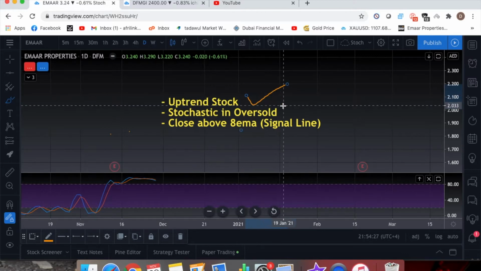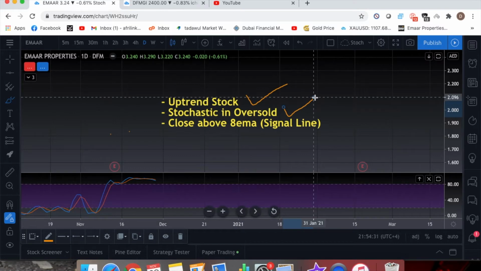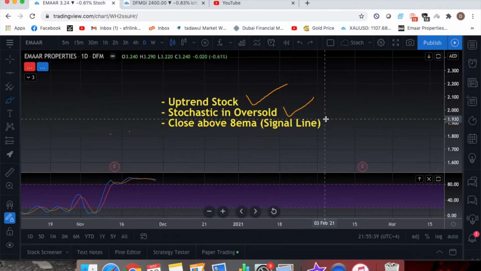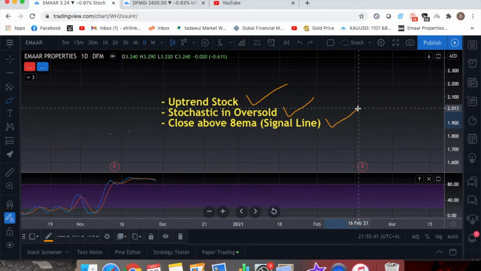The second thing is an indicator that we will use, which is stochastics. It's a very easy and simple indicator, nothing to worry about, I will guide you step by step. The third and final element is the 8-day exponential moving average. We will call it a signal line. Now let's go to the charts.